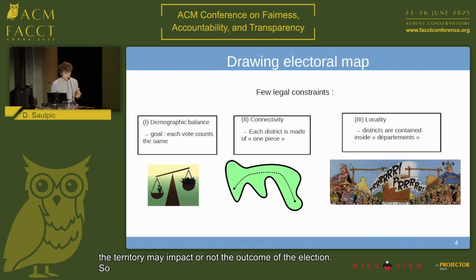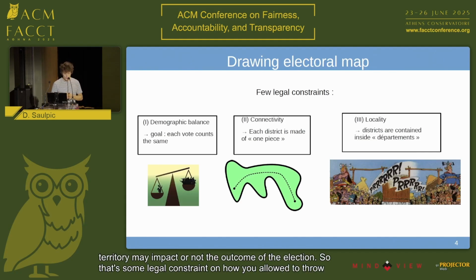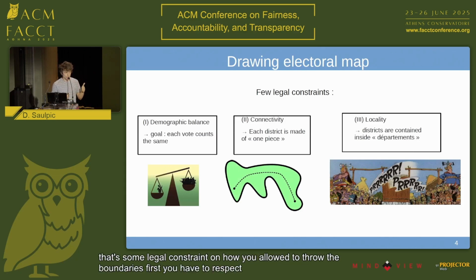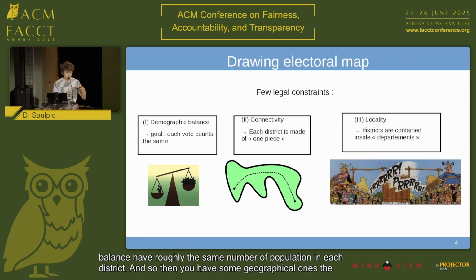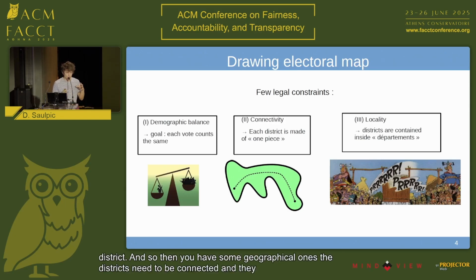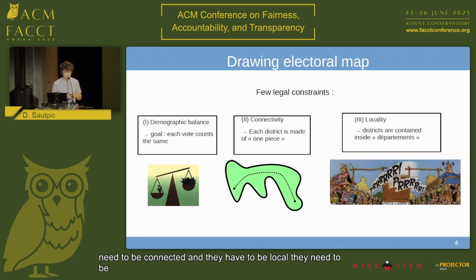So there are some legal constraints on how you are allowed to draw the boundaries. First, you have to respect some demographic balance, with roughly the same number of population in each district. And second, you have some geographical ones. The districts need to be connected, and they have to be local. They need to be contained in a geographical unit called département.